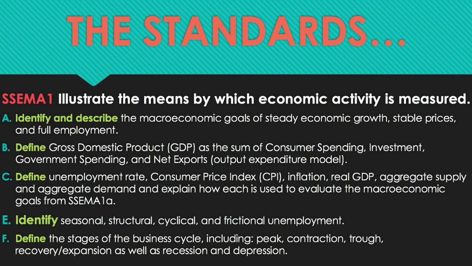As always, you know that this is based upon a Georgia Standard of Excellence. So let's go ahead and make sure you see that now. The standard reads like this. The standard is SSEMA1 that we're going to be focusing on today. Social Studies, Economics, MA, of course, standing for Macroeconomics. And it basically says that ultimately you need to be able to illustrate the means by which economic activity is measured. Now, there are 6 substandards associated with this one.